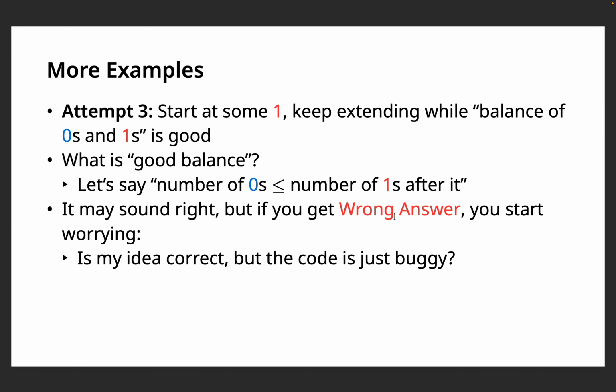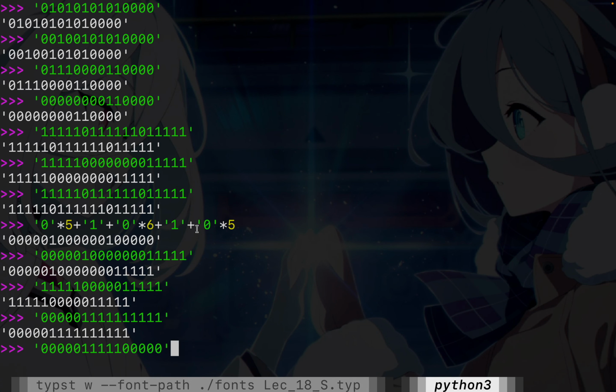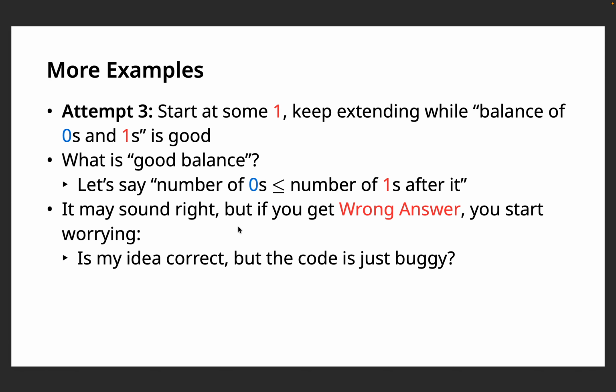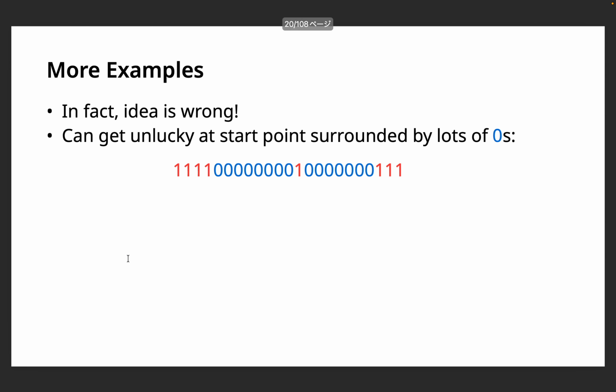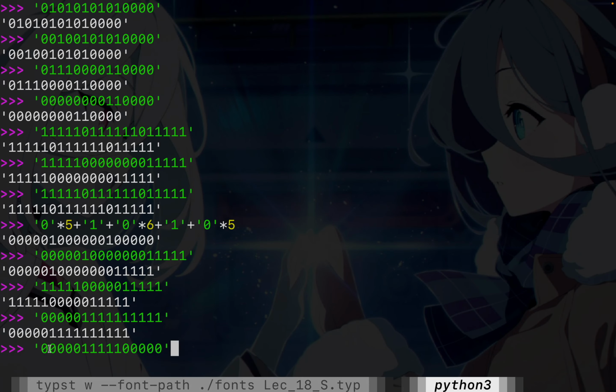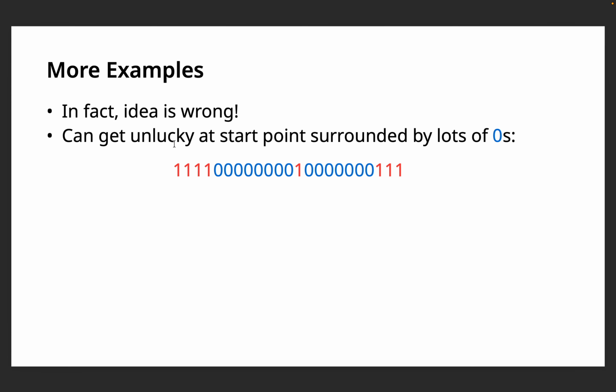So when you encounter a wrong answer verdict, for example on OJ, then you might start thinking about, is there something wrong with your implementation? Or is the idea itself wrong in the first place? Okay, so for this example, we can see that the idea itself is wrong. So if you start here, then as I mentioned, if you encounter a bunch of zeros, your solution isn't going to work since it's also going to flip these zeros over here.